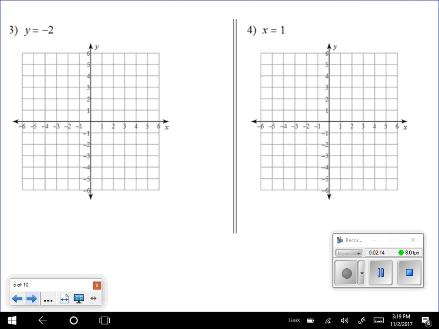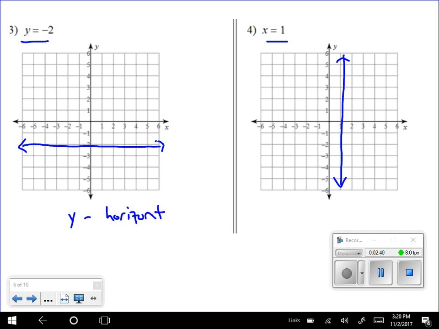The next 2 are special case scenarios that you do need to know for tomorrow. Y equals -2 and x equals 1. Okay? If y equals -2, that's a horizontal line at -2. If x equals 1, that's a vertical line at 1. Make sure you have arrows on the end of your line. Make sure you know when y equals something, horizontal, however you want to remember that. And when x equals something, it's vertical, however you want to remember that.